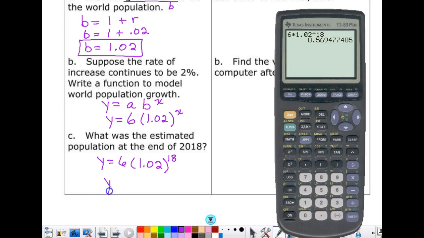That's an estimate. We're rounding. And this is in billion, isn't it? So if the population continued to grow at 2% a year, in 18 years, we would go from 6 billion to 8.56 billion. That's what that question means.